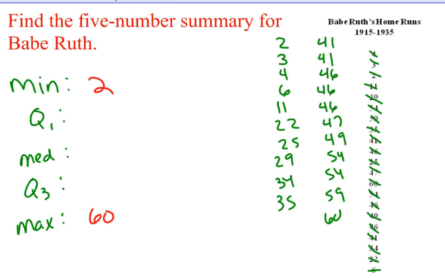And then to find Q1, let's do median first. The middle of, if I have 21 total, my middle is the 11th number, right? So my 11th number is right here. It's 41.